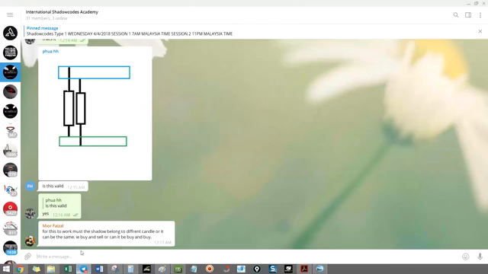Is there any other question? For this to work, must the shadow belong to a different candle or can it be the same? It's the same thing. It depends on the setup that you use, whether it's QM buy, QM sell, or SBR, RBS. That depends on the setup that you choose.